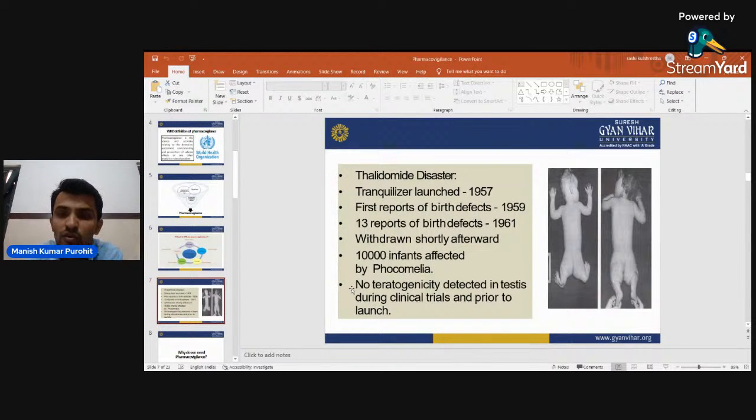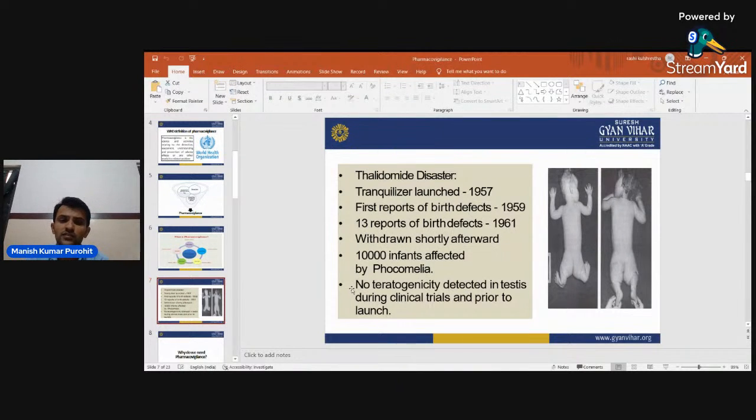So where did pharmacovigilance science begin, where did it originate? In our past, many disasters happened. One of the famous disasters is the thalidomide disaster. Thalidomide is a drug that was launched in 1957. This drug was used for morning sickness, mostly by pregnant women to avoid vomiting.